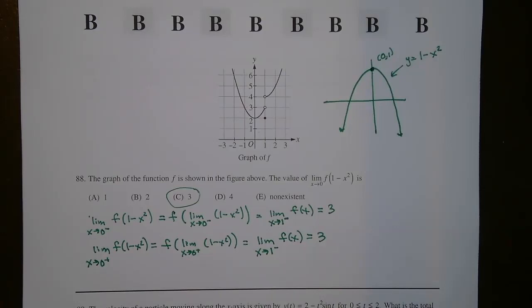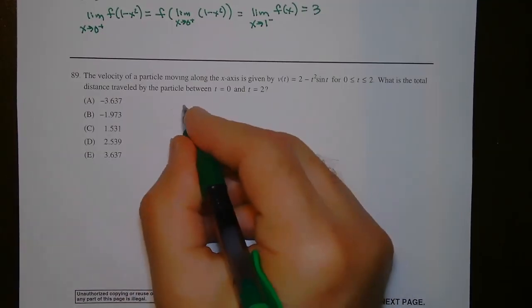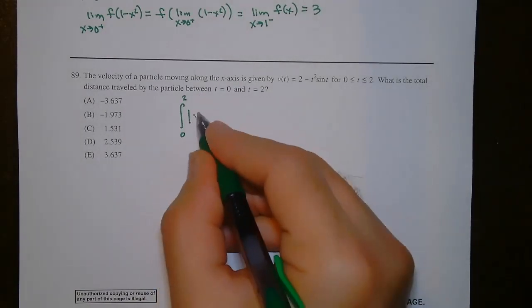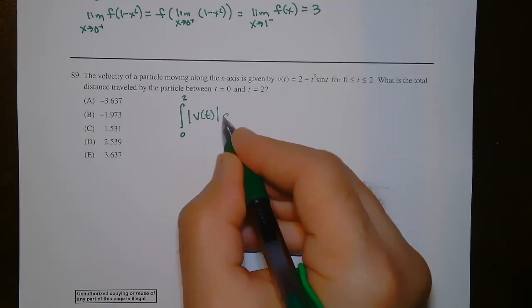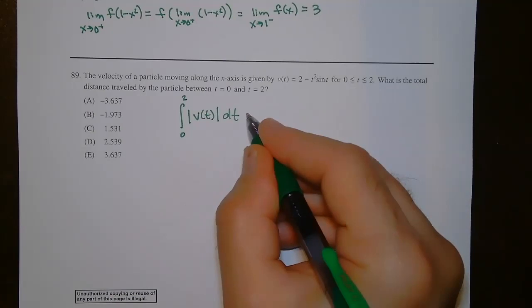All right, so let's go to 89. For 89, they're giving you the velocity of the particle on the x-axis, for 0 less than or equal to t less than or equal to 2. What is the total distance traveled by the particle between 0 and 2? We have to integrate not the velocity function, because that would be the change in position, the displacement. We have to integrate the speed function, which is the absolute value of v of t. So we need to integrate from 0 to 2 of the absolute value of v of t dt. Whatever we get, we're going to do this in the calculator, is the total distance traveled.